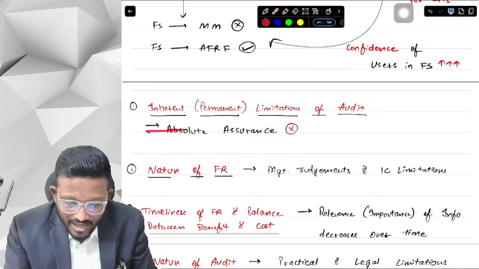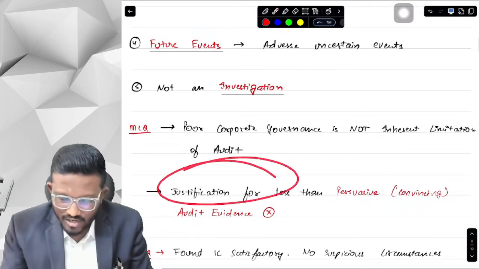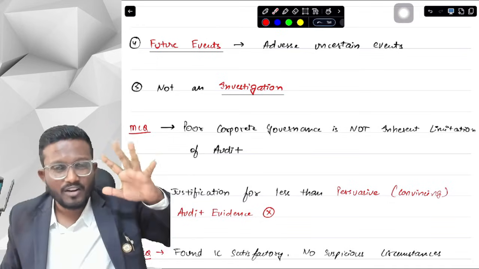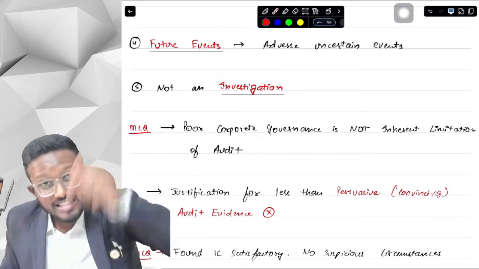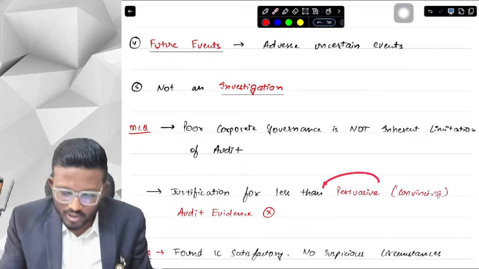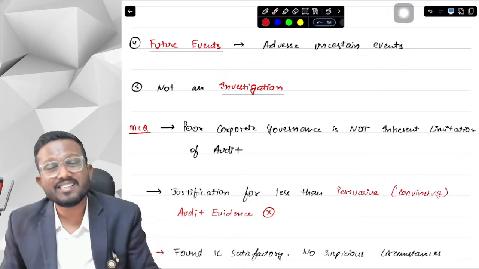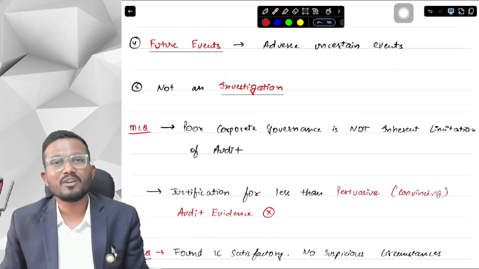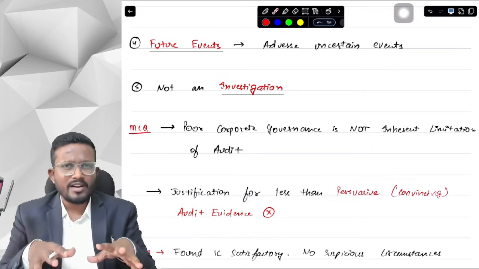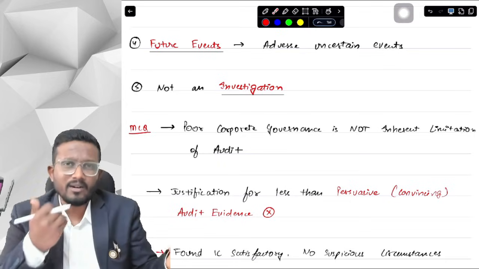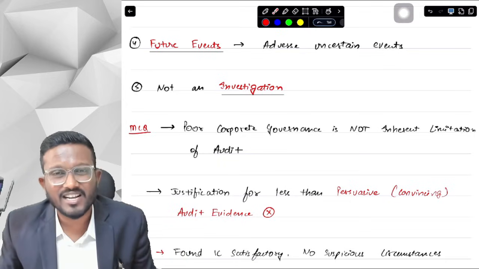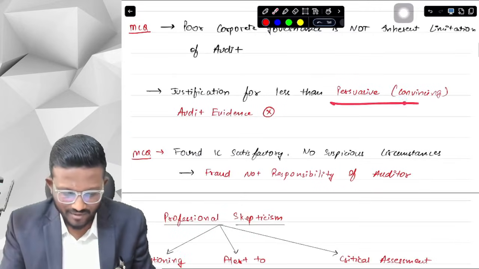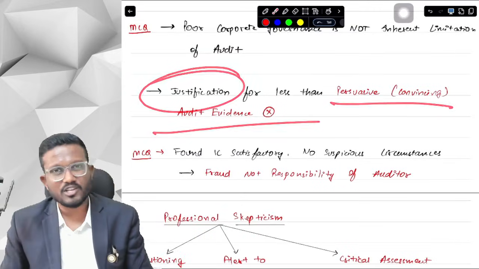The inherent limitation of audit is not a justification for less than persuasive audit evidence, which means that there are inherent limitations of audit. We accept that, but even after that you will have to obtain persuasive audit evidence. Persuasive means sufficient and appropriate audit evidence, convincing audit evidence. After obtaining persuasive audit evidence, if a fraud is discovered which you were not able to discover, then you can use this inherent limitation as an excuse or as a defense. Okay. Yes, sir. It is not a justification for not obtaining persuasive audit evidence.